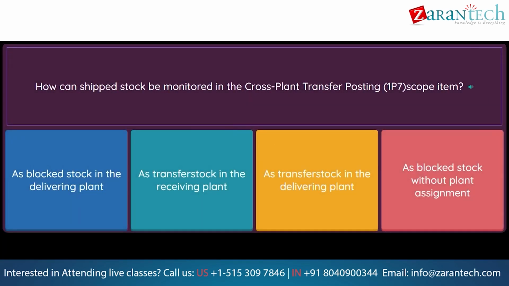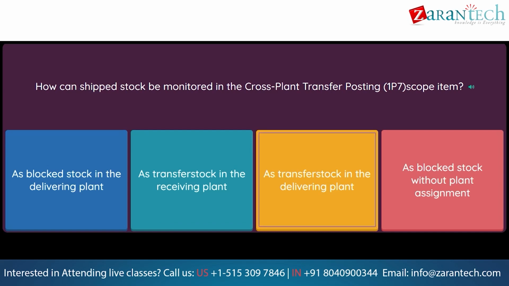Question: how can shipped stock be monitored in the cross-plant transfer posting, 1P7, scope item? Option 1, as block stock in the delivering plant. Option 2, as transfer stock in the receiving plant. Option 3, as transfer stock in the delivering plant. Option 4, as block stock without plant assignment.